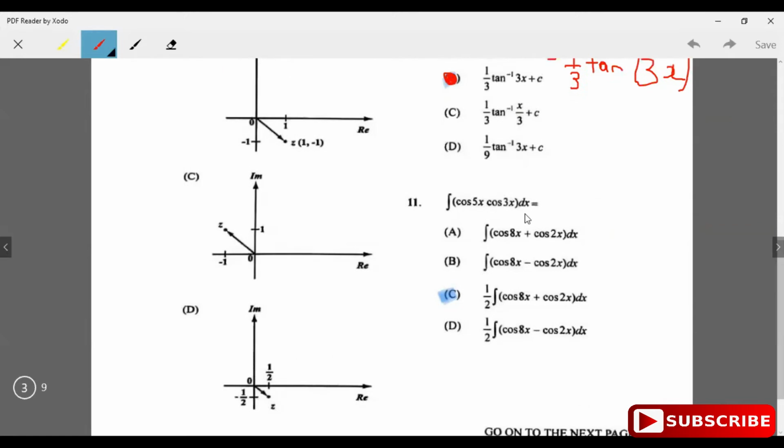Question 11 asks us to integrate cosine 5x cos 2x. Repeat question again. This is option C. This is just using the sum of two cosines formula. As we know it, cos A plus cos B is equal to, let's just write it down right here again.